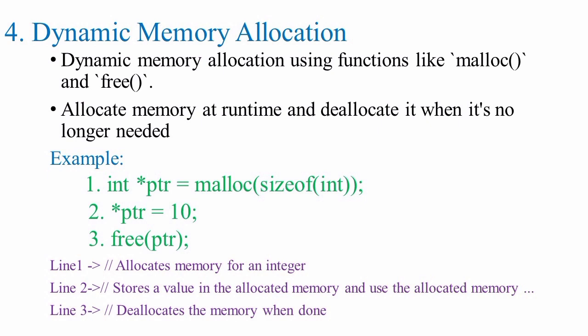Example. In this example, the first line allocates the memory for an integer value. The second line stores a value in the allocated memory and uses the allocated memory. In the last line, the free function is given. It deallocates the memory when done.